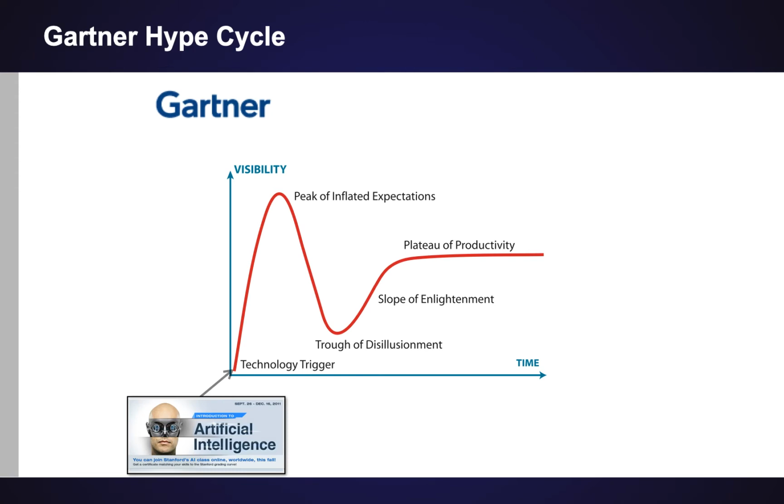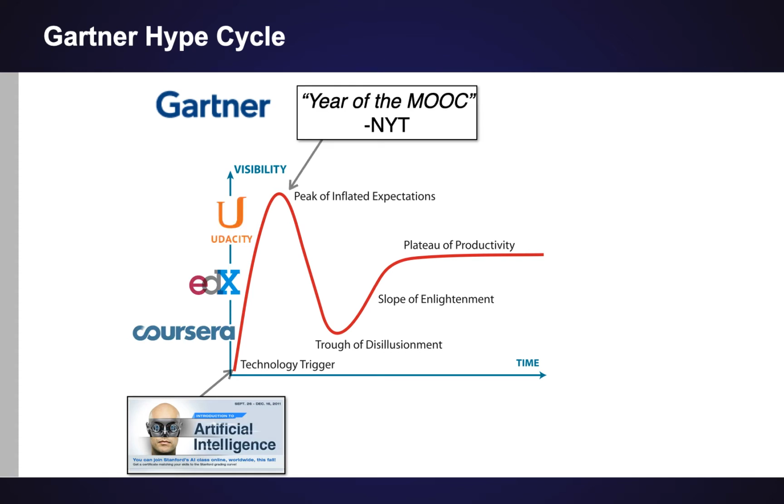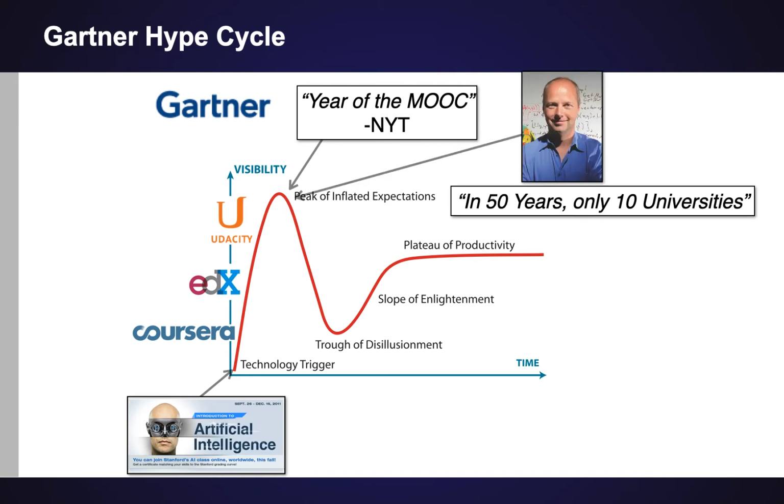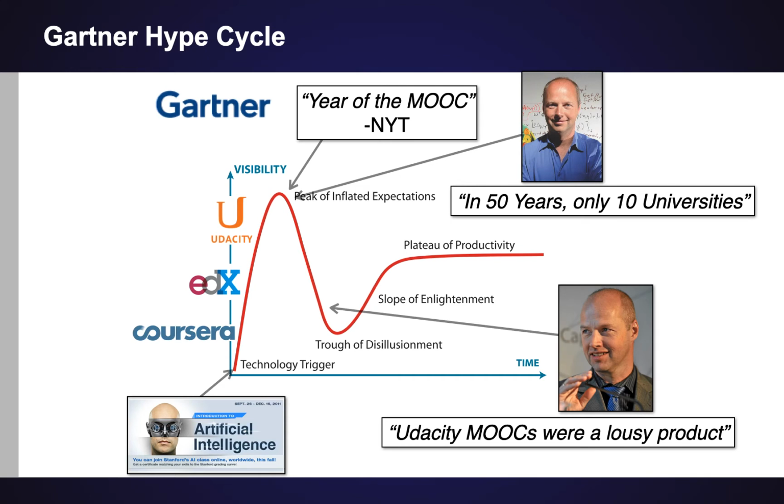Many believe the technology trigger was this artificial intelligence course, and then we started to develop all of these online platforms, and then this peak of inflated expectations occurred sometime around this Year of the MOOC announcement, and you have folks like Sebastian Thrun saying things like, in 50 years there'll only need to be 10 universities. And then just 1 year later, he was saying things like Udacity MOOCs are really lousy products. So there's the trough of disillusionment.